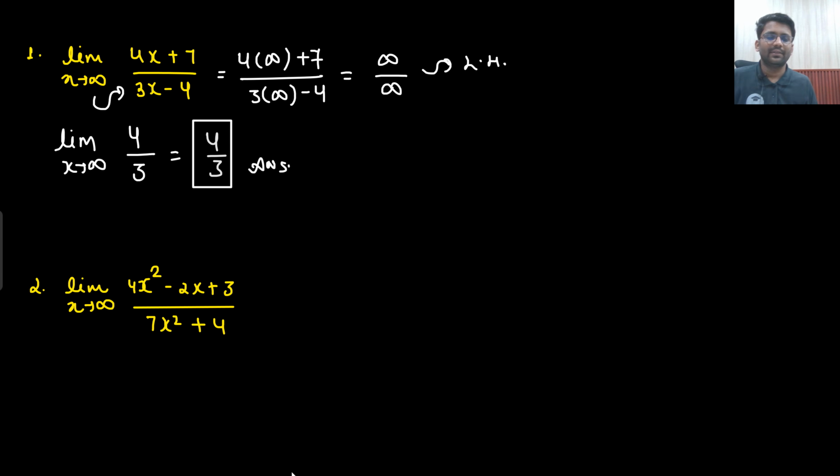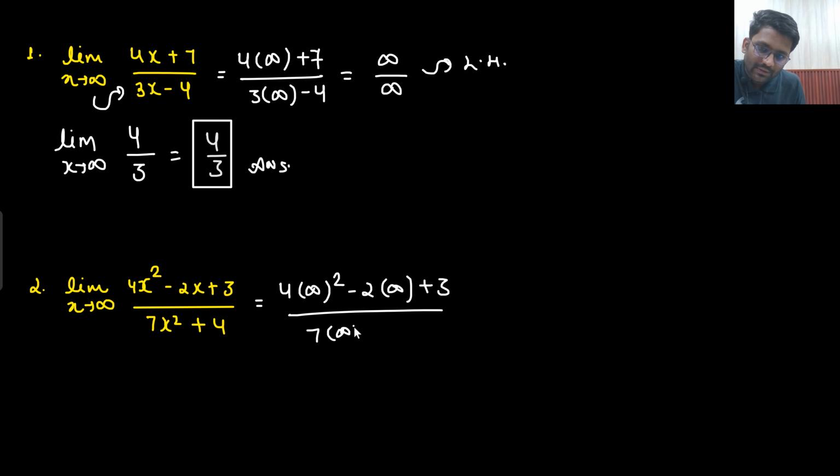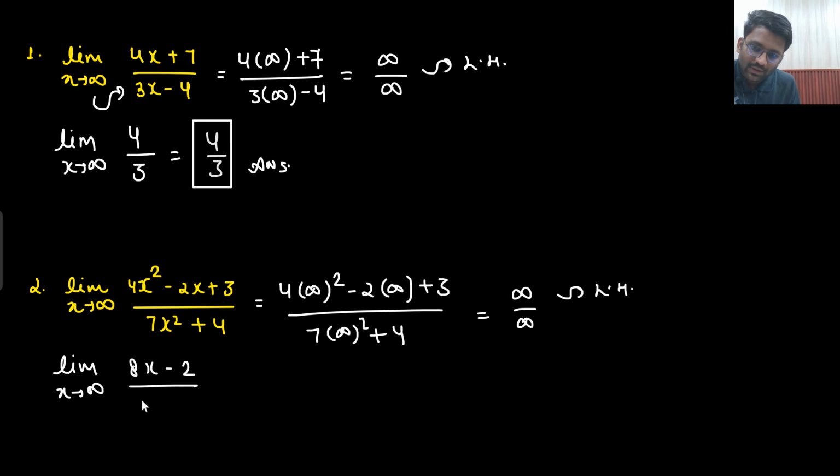That's it. This is the answer. Now just think about it. One more method I am going to teach. Okay, first let's solve this one. For this one as well, sir, if I put infinity, so 4 into infinite square, infinite into infinite is infinite only, minus 2 into infinity plus 3 divided by 7 into infinity square plus 4. So infinite, very large value it is, sir. So infinite by infinite, again you are getting, again you can apply L'Hopital rule, sir. So again we differentiate. Once we differentiate, what we will get? Upper side differentiation will give me 8x minus 2 divided by 14x.